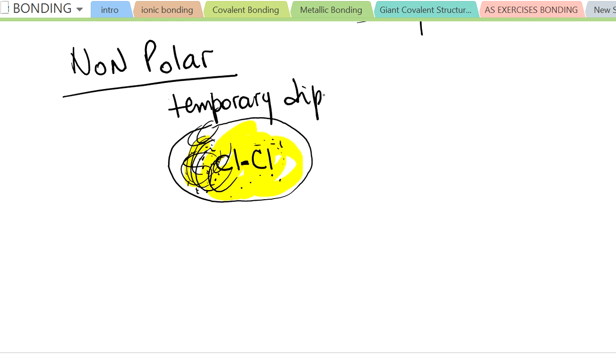dipole. And that is temporary because eventually the electrons are going to go around the other chlorine again, and this is going to be 99% of the time a non-polar molecule. But since the electrons are moving, these electrons can be concentrated in one chlorine.